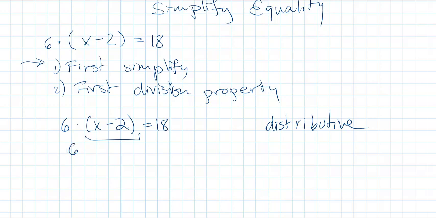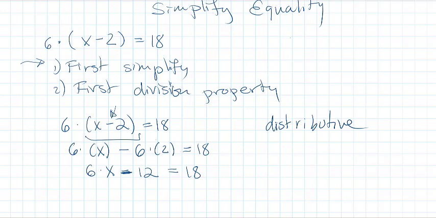So we have 6 times x minus 6 times 2. And we have a minus because there's a minus in there, and that should equal 18. So let's remove the parentheses. 6 times x equals minus 6 times 2, which is just 12, equals 18.